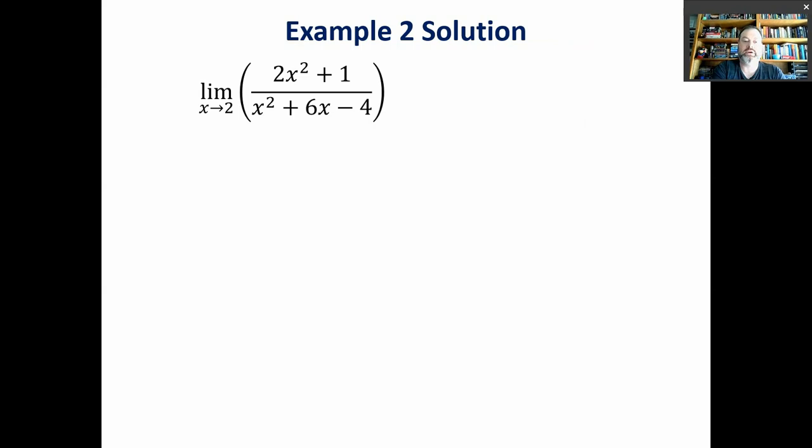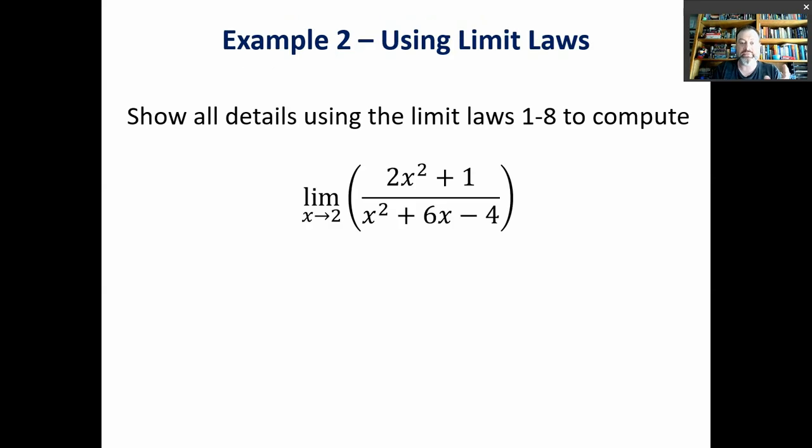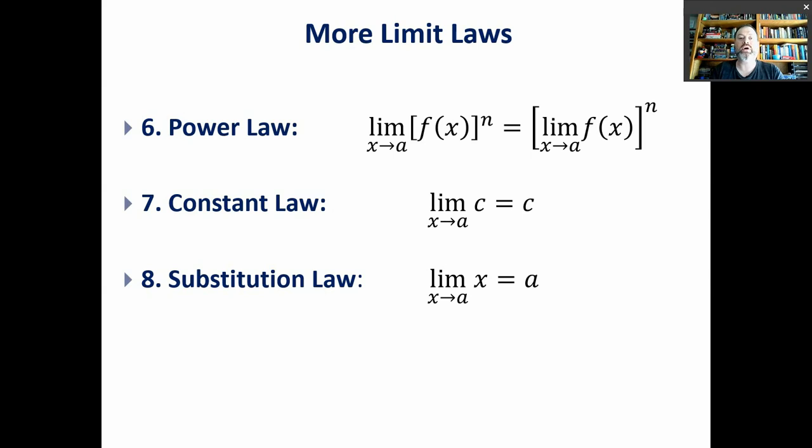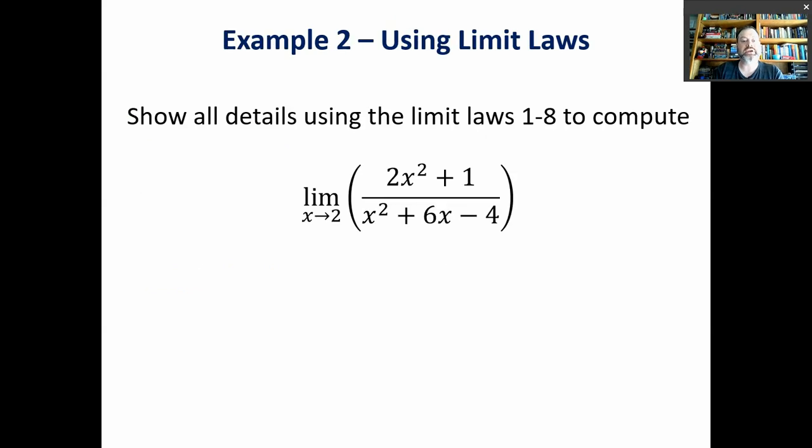Okay, so the first thing we're going to do is we're going to try to distribute that limit so that everything is completely sort of broken apart and all the limits are sitting next to either constants or x's. Okay? And if our limit is next to a constant, then we just write in the number, whatever the constant is. And if our limit is next to an x, we just write in whatever a is. So that's our goal, to break this thing down using these limit laws and then plug everything in at the end.